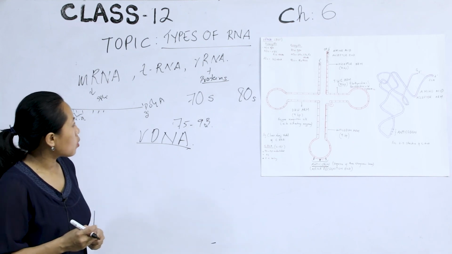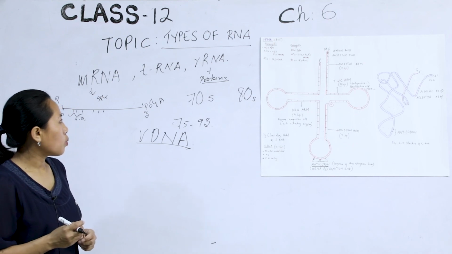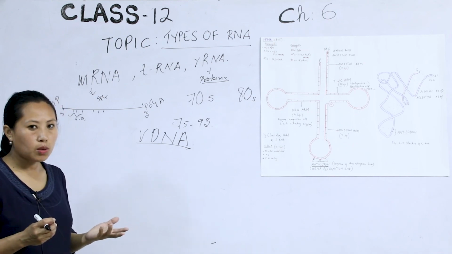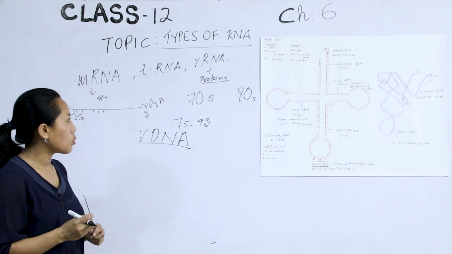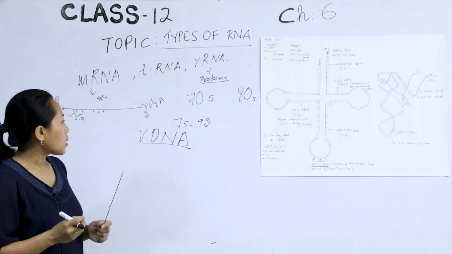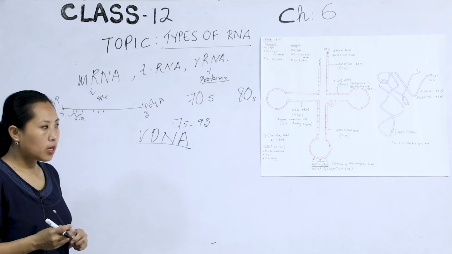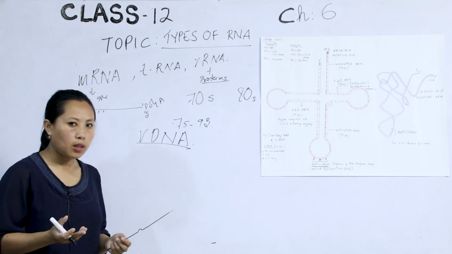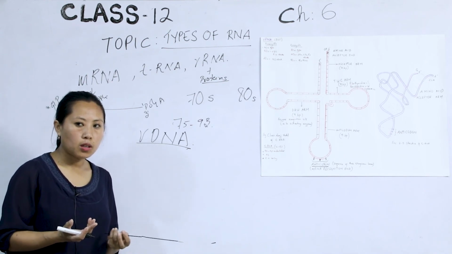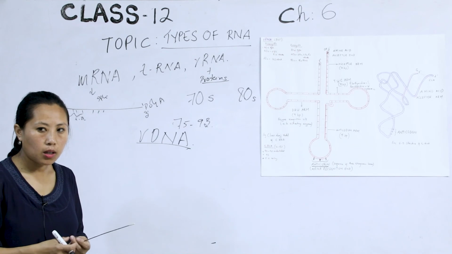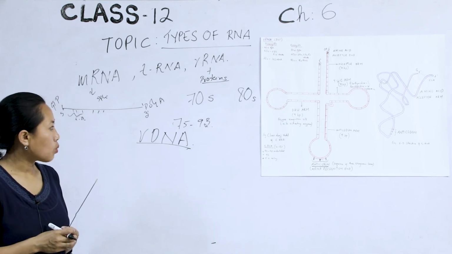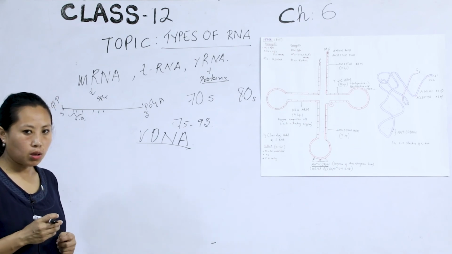It is of different types in prokaryotes and eukaryotes. In prokaryotes, there are three types, and in eukaryotes, there are four types of ribosomal RNA. And besides messenger RNA, tRNA, and ribosomal RNA, there are small nuclear RNAs, genetic RNA, and ribozymes, which take part in different functions of the cell.